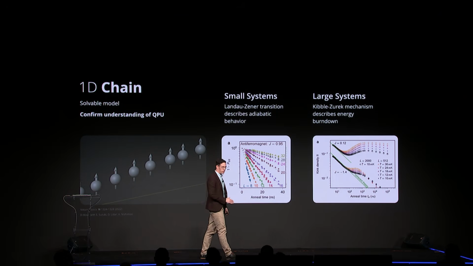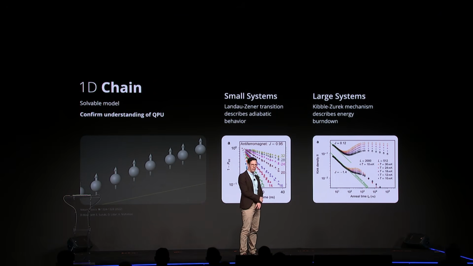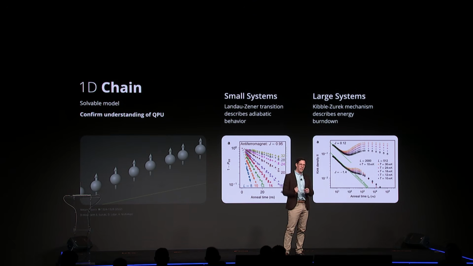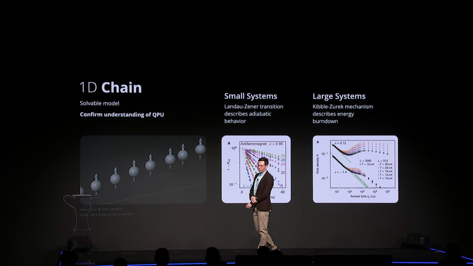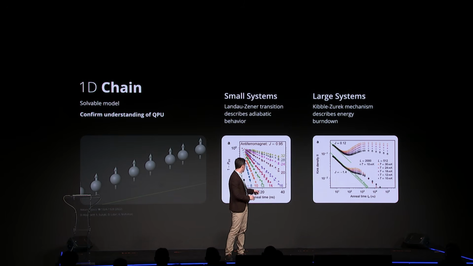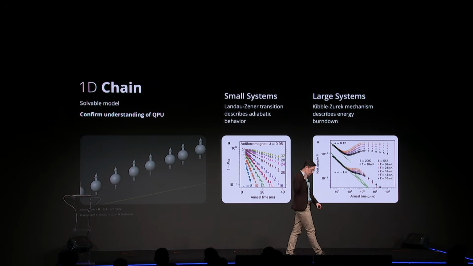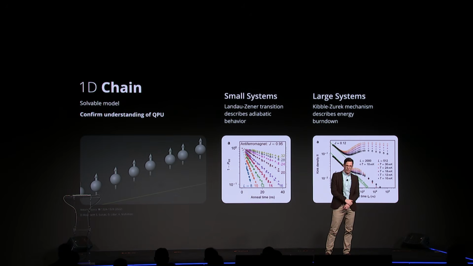So in 2022, we published a paper on the 1D chain and the quantum Kibble-Zurich mechanism in Nature Physics. And we looked at small systems and large systems. Now, for small systems, you can remain adiabatic fairly easily. And in the middle plot here, it's quite small, but we have demonstrated a very good agreement between the model and the experiment for 8 to 32 qubit systems. And then we go up to 2,000 qubits. And in the large system limit, we're in the Kibble-Zurich picture.